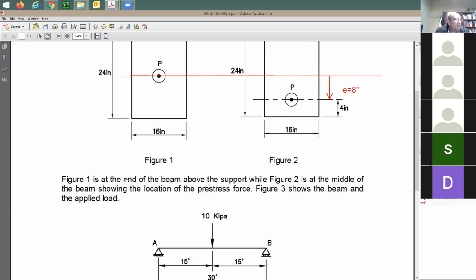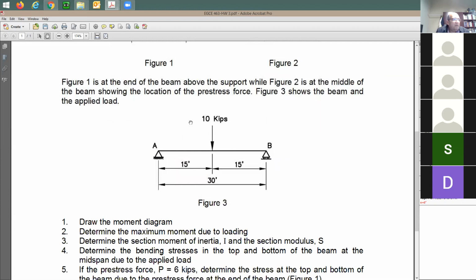It says here figure 1 at the end of the beam. Yeah, makes sense. And figure 2 is going to be at the middle of the beam. Yeah, it goes down because I'd like here to develop negative moment to counteract the effect of this given load. Here's the given load. It says here 10 kilograms. It doesn't say dead load, live load. I don't care. This is just going to be the applied load.